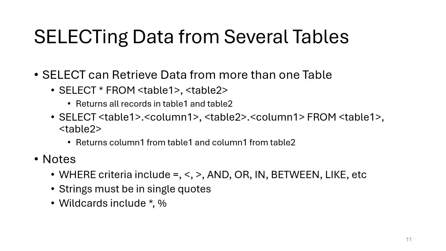So how do we select data from more than one table? As I mentioned, you can select to retrieve data from more than one table. You can select star from multiple tables, in which case it returns all of the columns in table 1 and table 2 in this example. You can also specify particular columns from one table versus another.